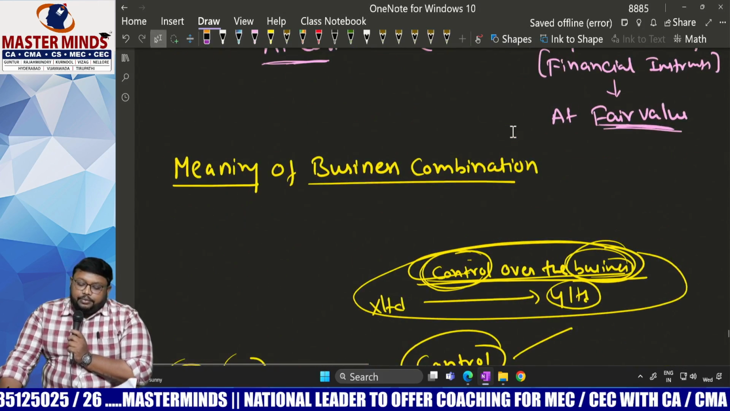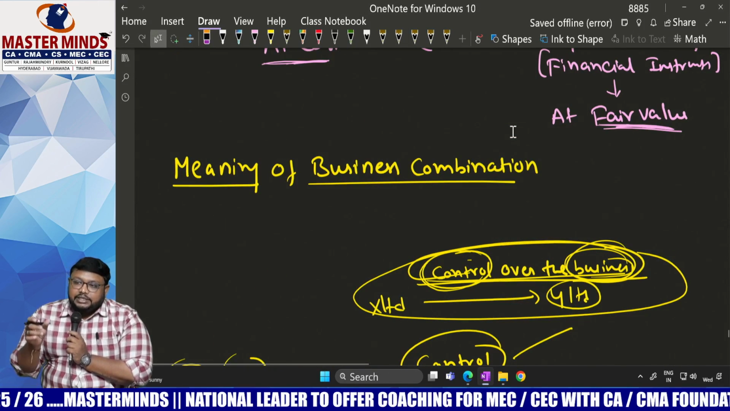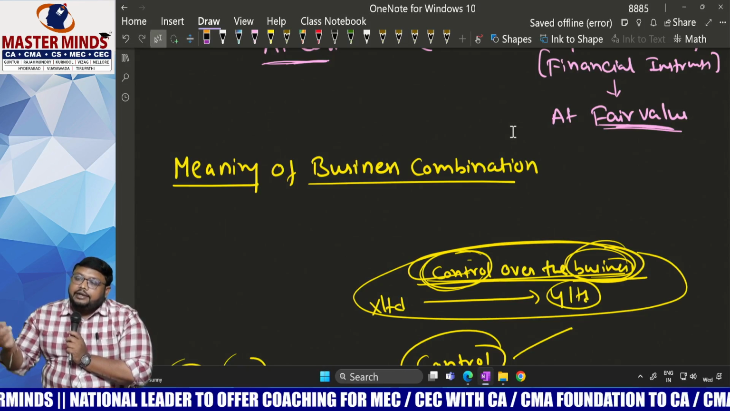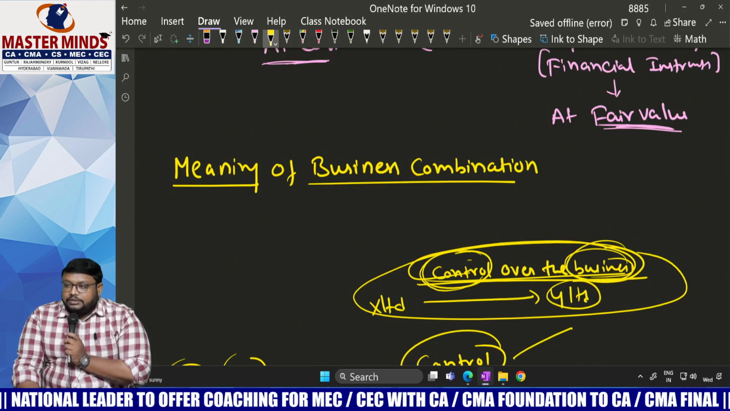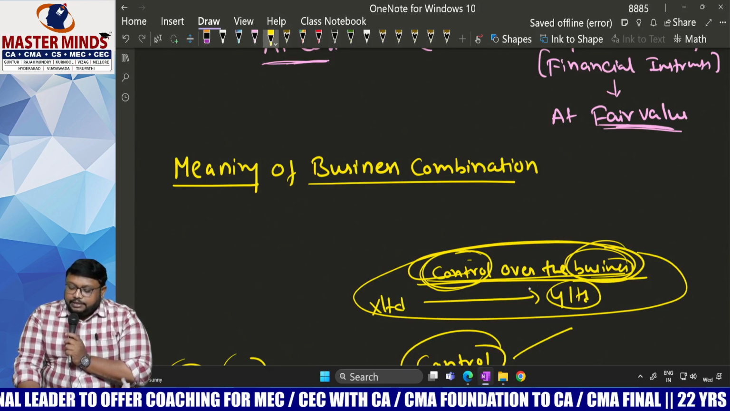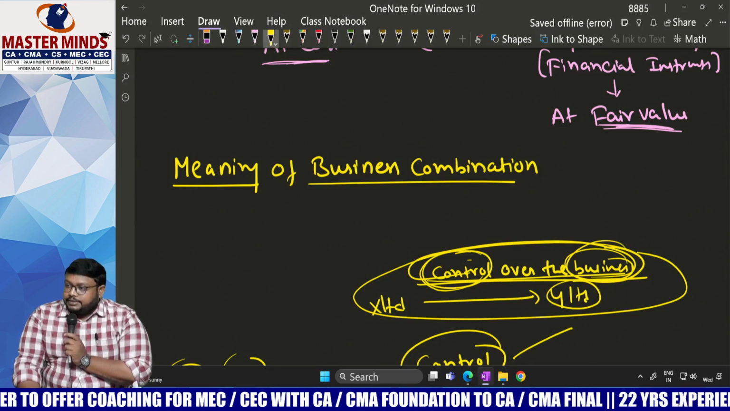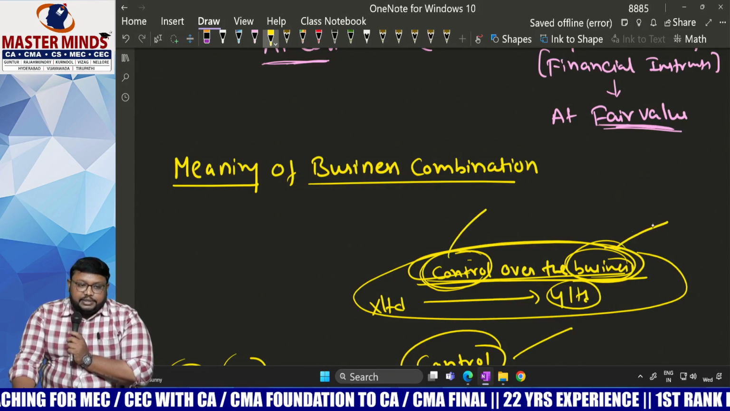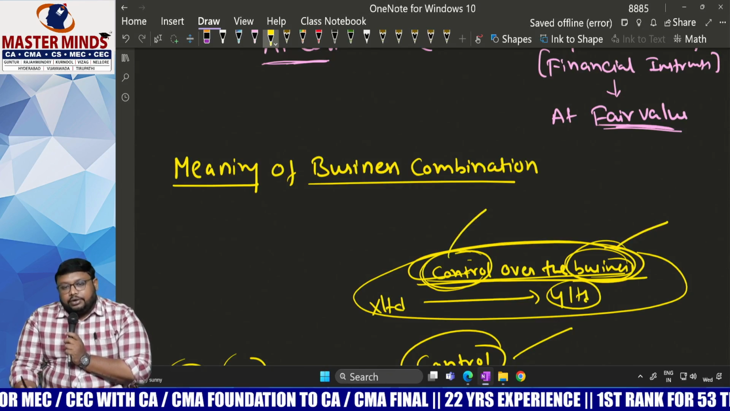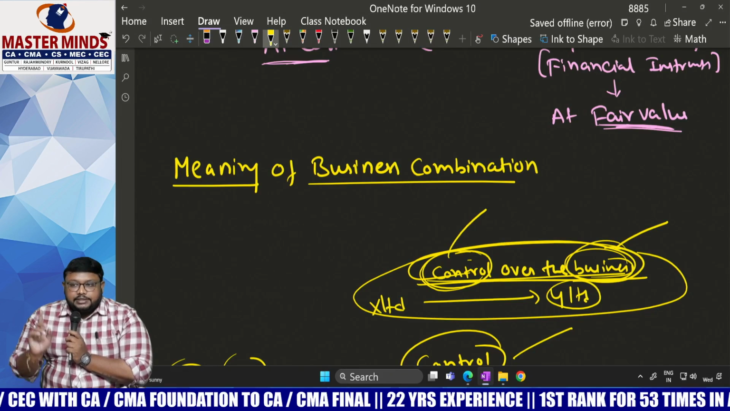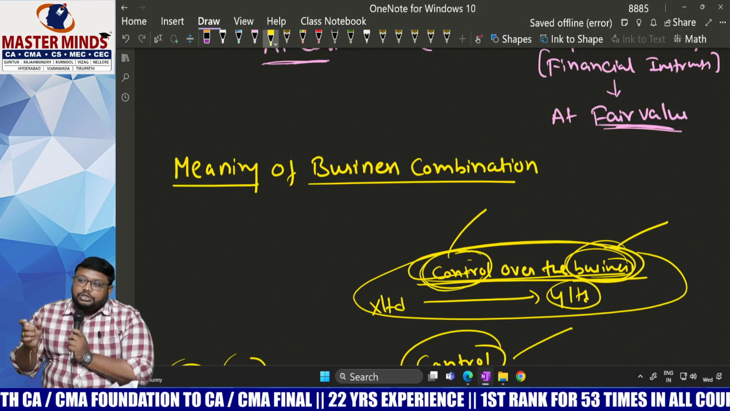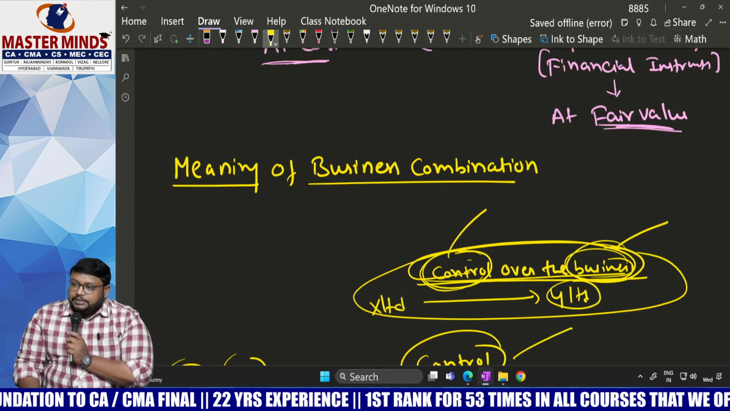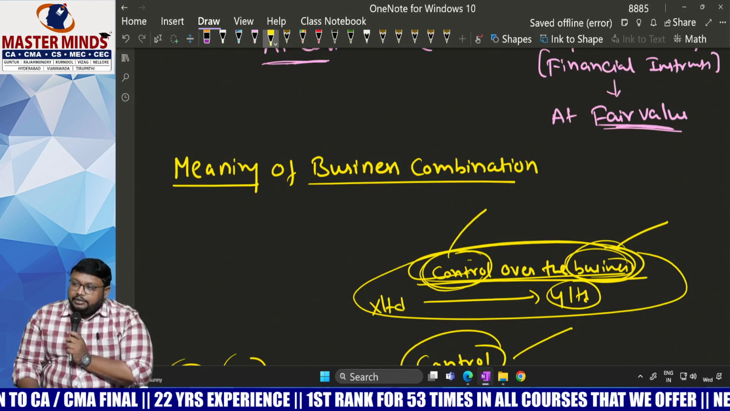Generally, a business combination occurs when an entity has control over the business of another entity. That is the major important phrase: control over the business of another entity. Here there are two words, control and business. We get control in three possible ways: more than 50% stakes, power to constitute the board of directors, and power to direct the relevant activities of the business. In any one of these three ways, we get the control.